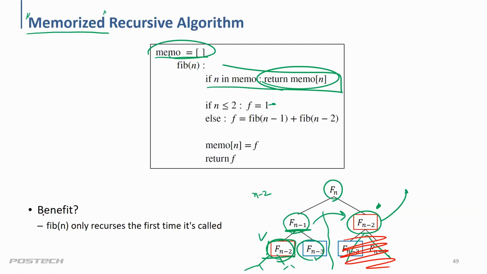So by doing this, the benefit is that it only recurses the first time it's called. Right? So that's the memoization. It's much faster than the naive recursive method.